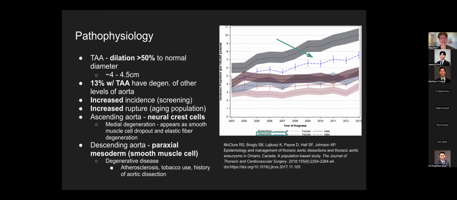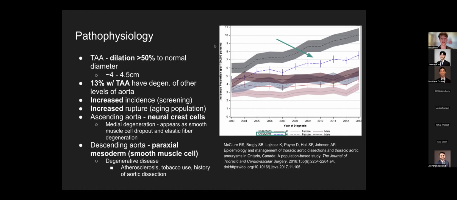So, a thoracic aortic aneurysm is classified as a dilation of over 50% in comparison to a normal diameter. As soon as the diameter gets to around 4 to 4.5 cm, depending on the person, it can already be considered aneurysmal. 13% of those with thoracic aortic aneurysms have degeneration of other levels of the aorta, showing that this is quite a systemic problem throughout the entire aorta and other arterial vasculature within the patient.